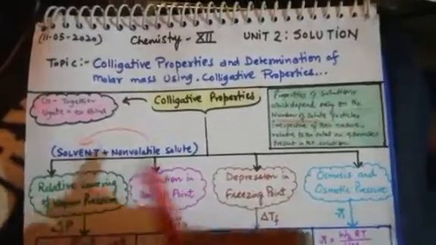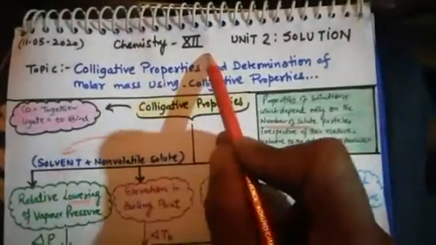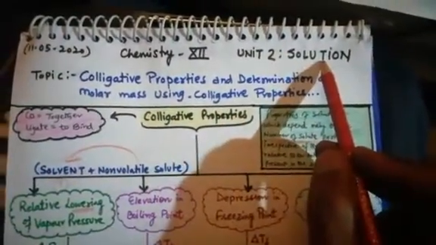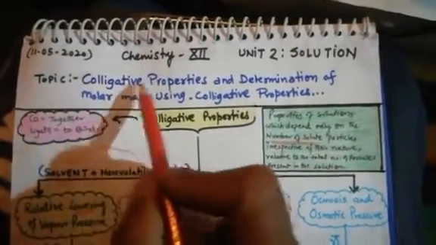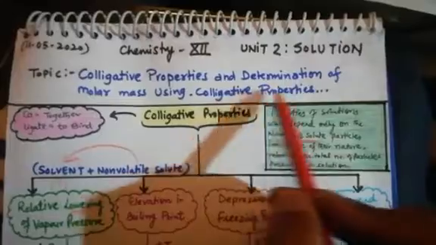Welcome to digital classes. This is the chemistry period for class +2, and we are doing Unit 2, Solutions. Today we are going to start our topic, colligative properties and determination of molar mass using colligative properties.